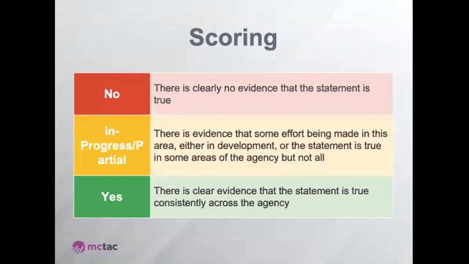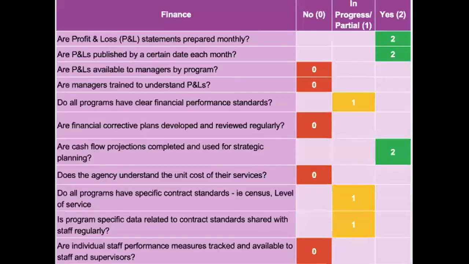No, in progress or partial means that either you've started or some of the agency is using data in this way, but you can't say it's true across the whole agency. And the only way you're really saying yes is if it's really obvious that this statement's true consistently across the agency. So if we're looking at profit and loss statements, for instance, yes, they are all developed, they're all provided to program directors, and they're used in a consistent way. So you could score yes around that. So that's the scoring we want to do.